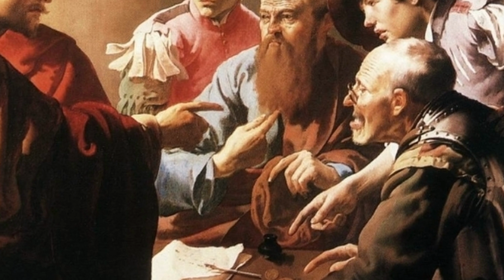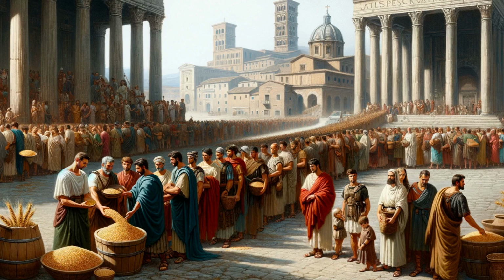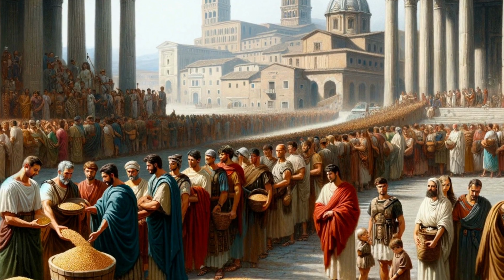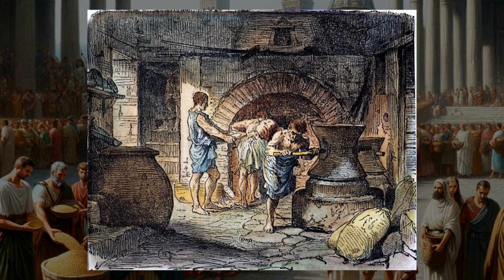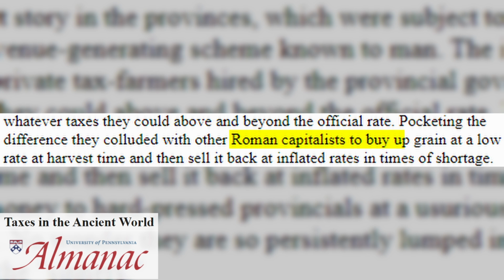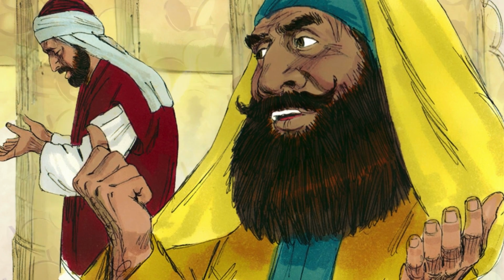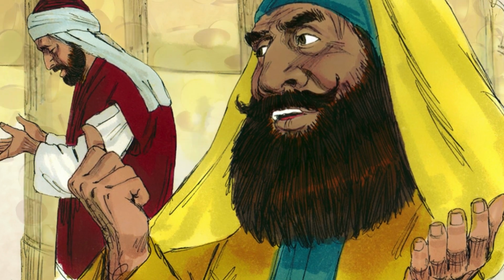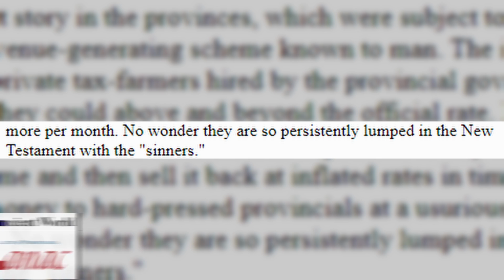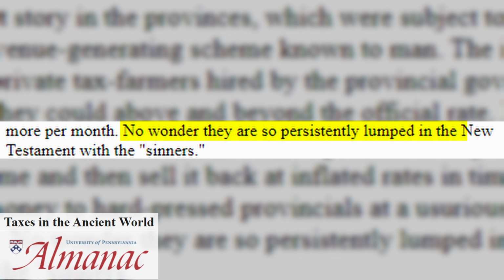But the greed of the tax collectors didn't just end there. They would collude with other Roman capitalists and buy up and stock grain at the harvest season. And then, during times of grain shortages, it was sold back at highly inflated prices. And of course, many people became hard-pressed to just have enough money to survive. And to make things worse, these tax farmers loaned their ill-gotten money back to the local people, charging extremely high interest rates. It's no wonder that tax farmers have been so persistently lumped with sinners in the Bible.